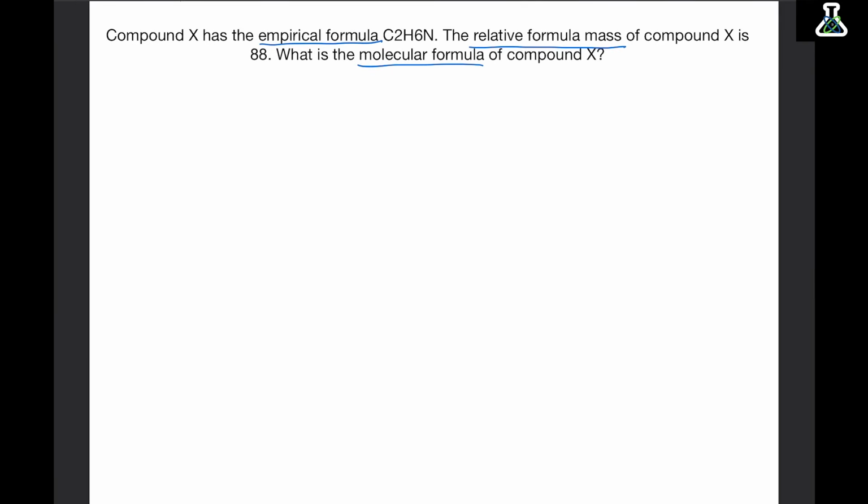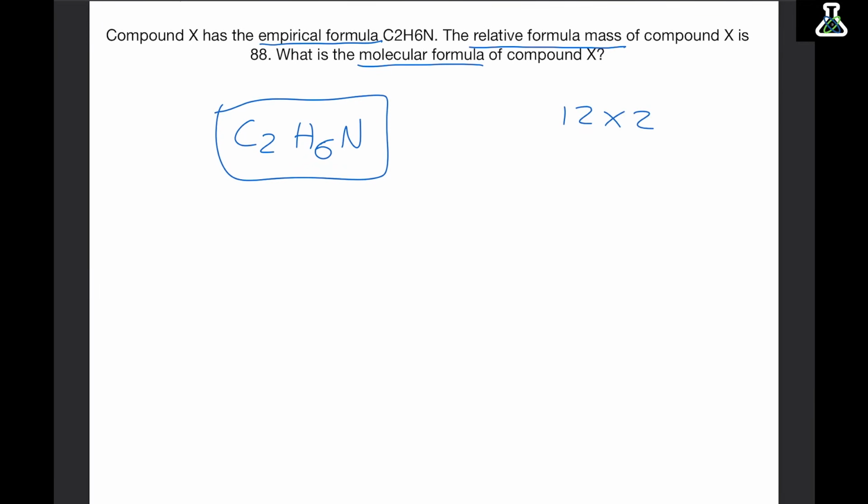So the first thing we're going to do is find the mass of the empirical formula. So we have C2H6N, and we want to find the mass of this. So carbon has a mass of 12, and we have 2 of them. Hydrogen has a mass of 1, and we have 6 of them. And nitrogen has a mass of 14, and we have 1 of them. So if we figure these out and then add them all together, we'll get the mass of the empirical formula. So we get 44. So the mass of the empirical formula is 44.